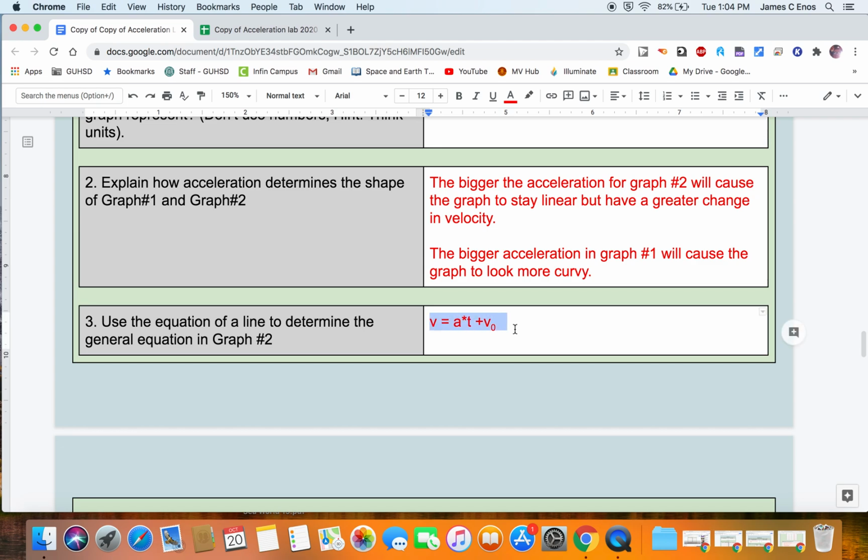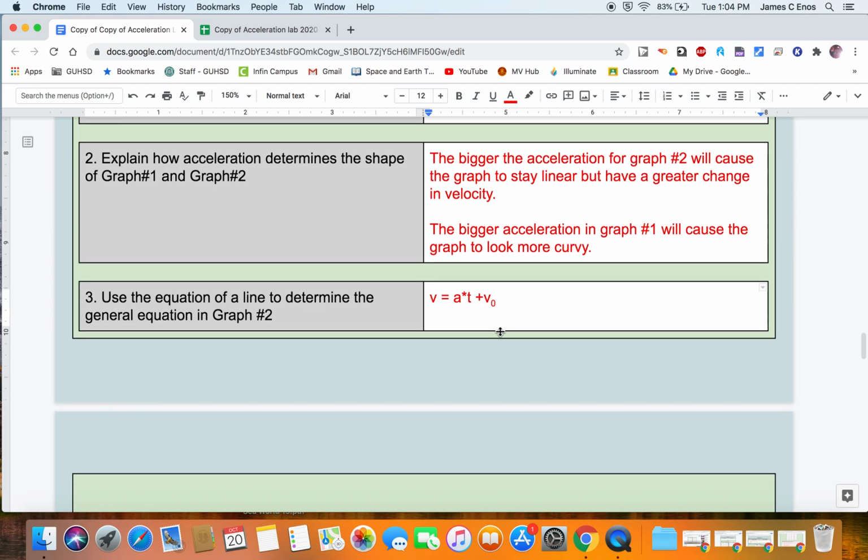So from graph number 2, we're able to derive this equation from a linear relationship of y equals mx plus b. Y-axis is velocity. M, which is the slope, is our acceleration. X, which is our x-axis, now is our time. So y equals mx plus b: velocity equals acceleration times time, plus that initial velocity.